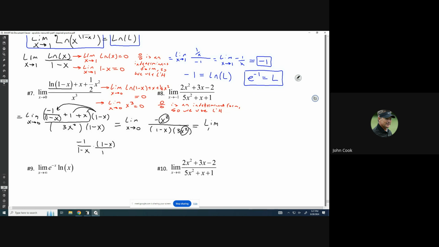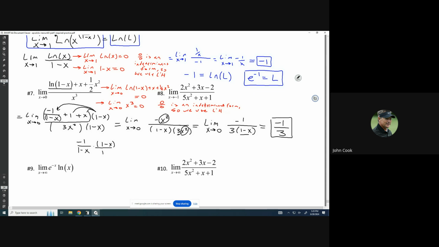So that gives me the limit as x goes to 0. Let's cancel out those x squares, and here's what I end up with. I get negative 1 in the numerator, and then 1 minus x in the denominator, and then this little 3 that's left over. Now if I evaluate this, if I plug in 0, here's what I get. I get -1 in the top, and then 1 minus 0 is 1. 1 times 3 is 3. So -1/3 would be my limit.